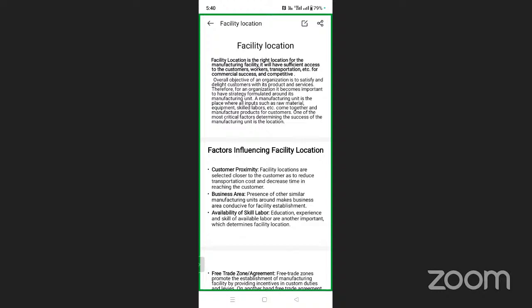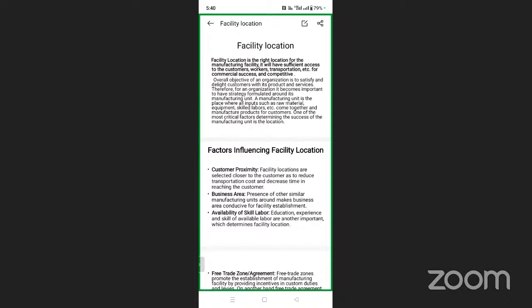What are the factors influencing the facility location? First factor is customer proximity. Customer proximity is what? First of all, it is availability. Where is the market, where will the customer come, the customer availability, or nearness to the customer. How will a customer get the product easily? Yes or no?